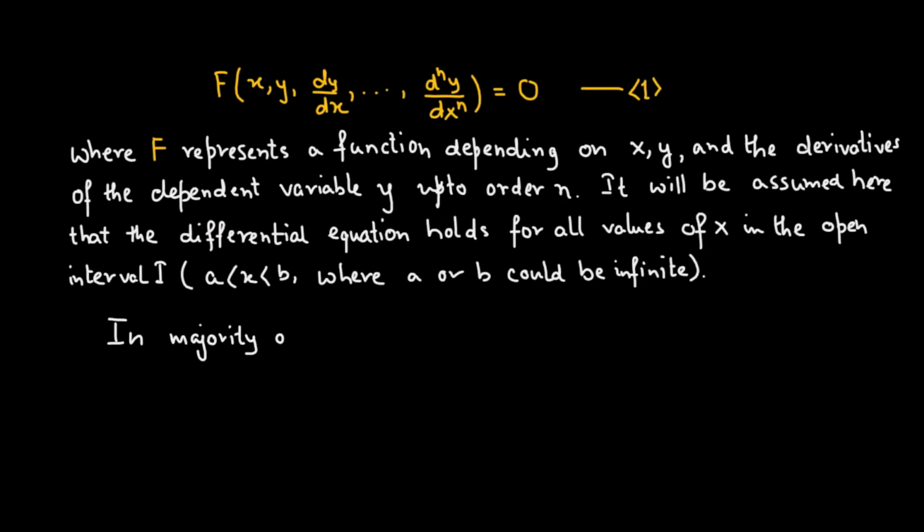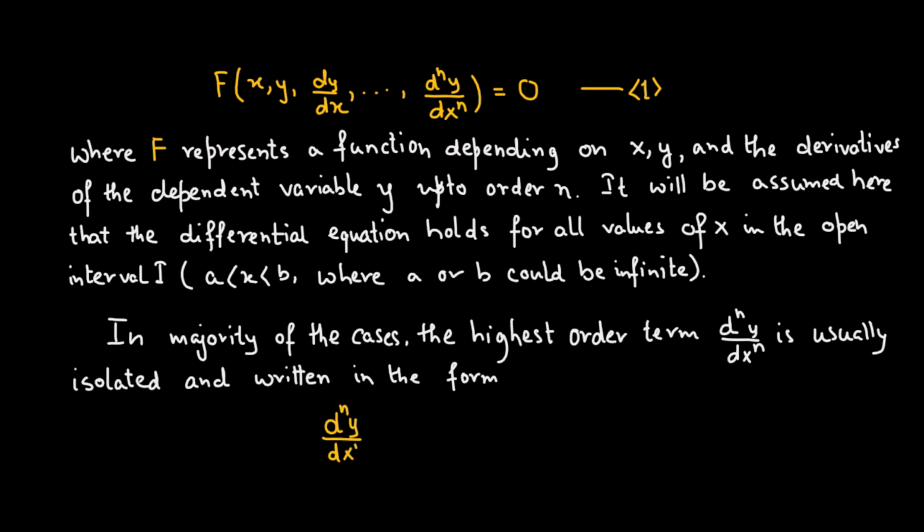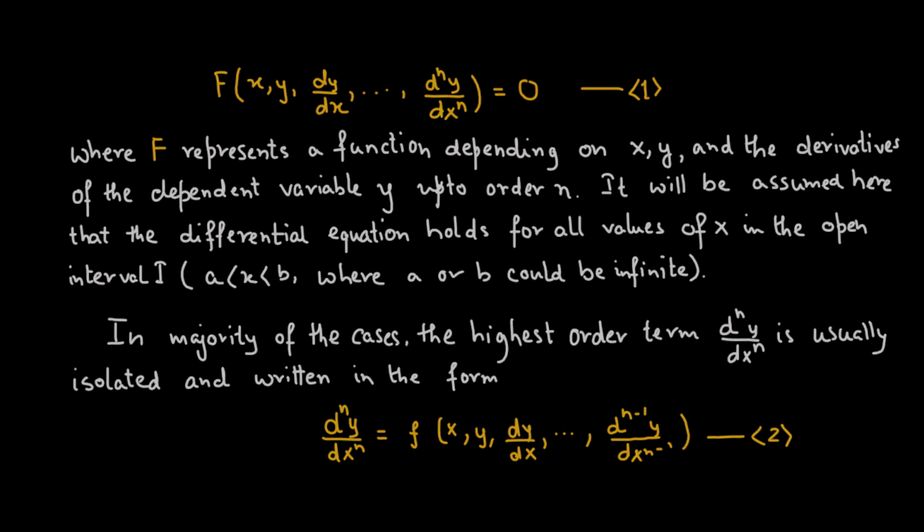In the majority of cases, the highest order term, the nth derivative of y with respect to x, is usually isolated and written in the form: the nth derivative of y with respect to x equals a function of x, y, the first derivative of y with respect to x, up to the (n-1)th derivative of y with respect to x. Equation number 2.